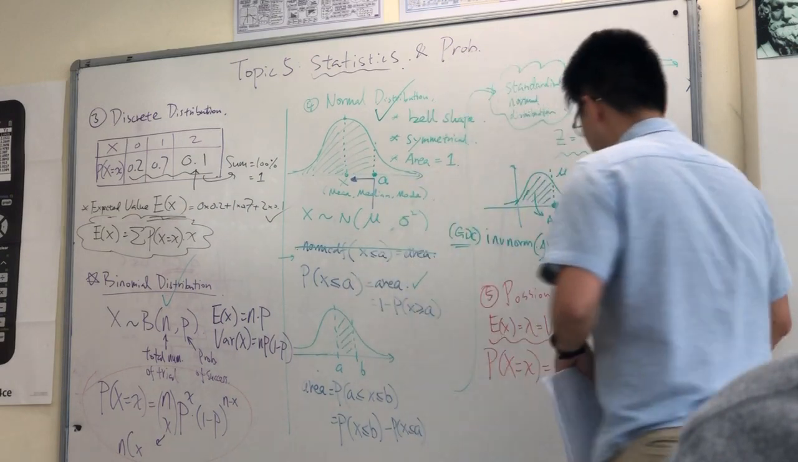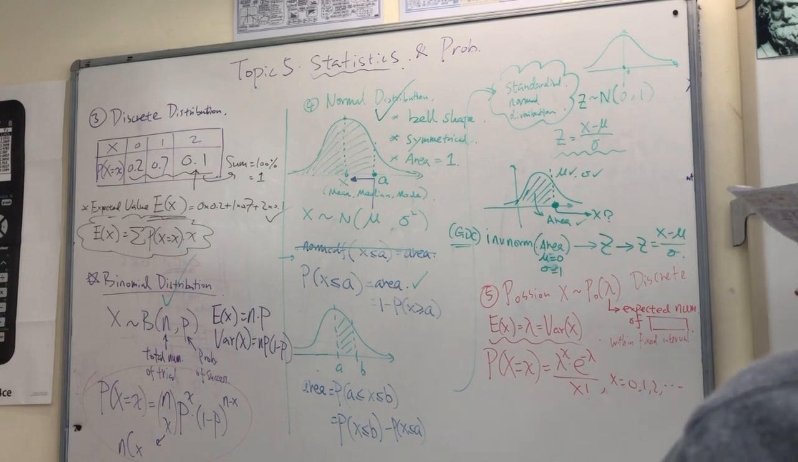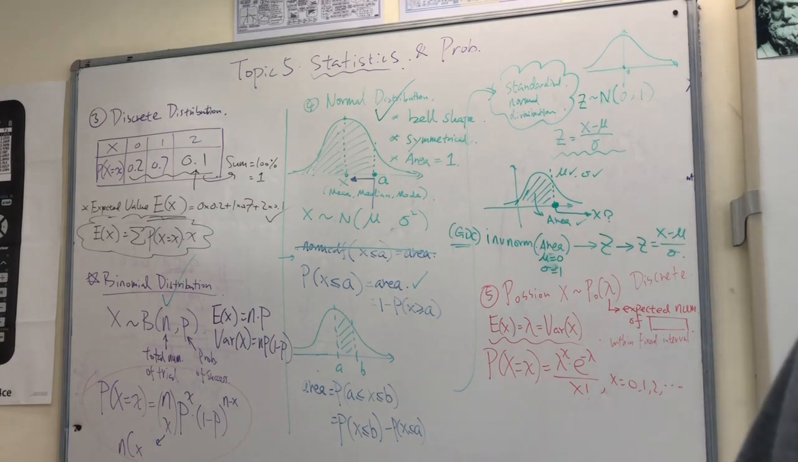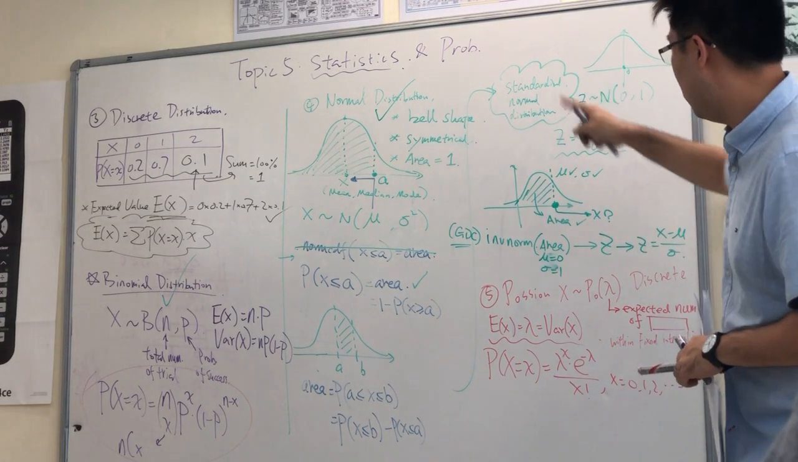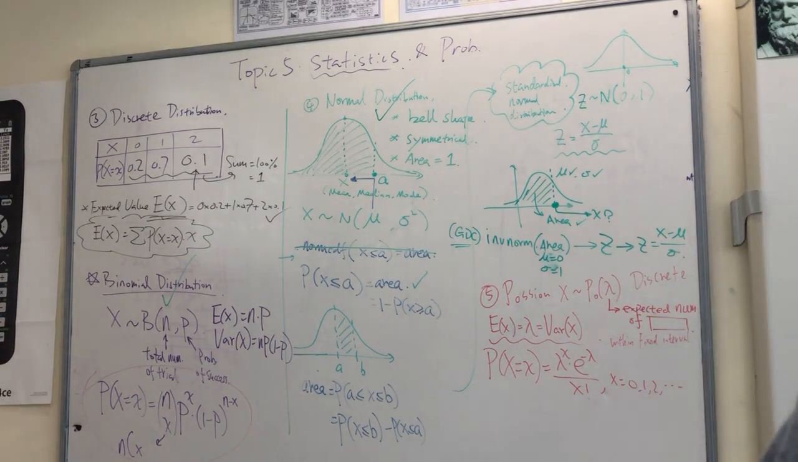And then, in this case, we also need to know how to locate a function on the GC. And all of you, since now you're all using the same model, it should be fine, right? All right. Any questions so far about binomial, normal, and Poisson distribution? Okay. All right. Let's move on to the next part.